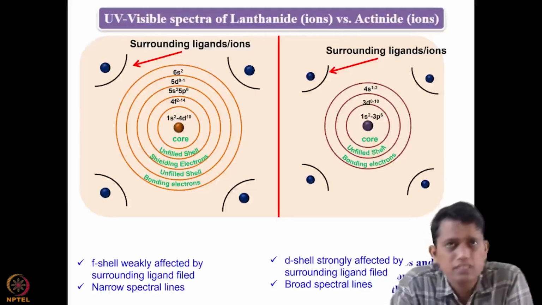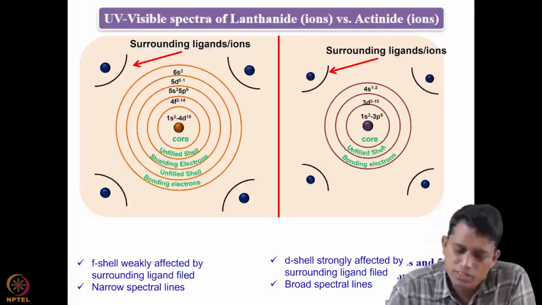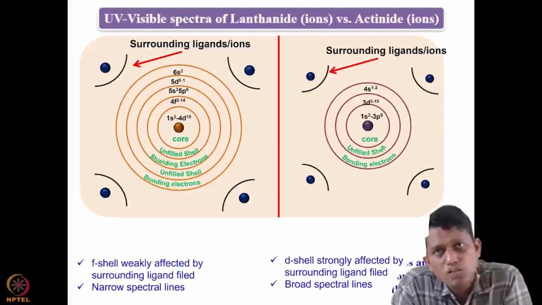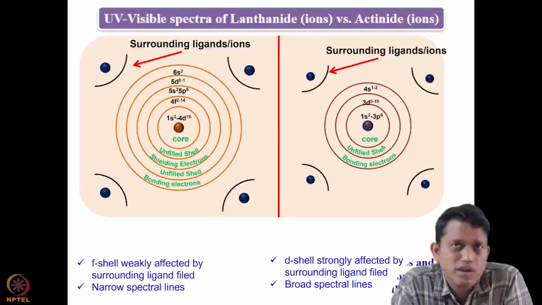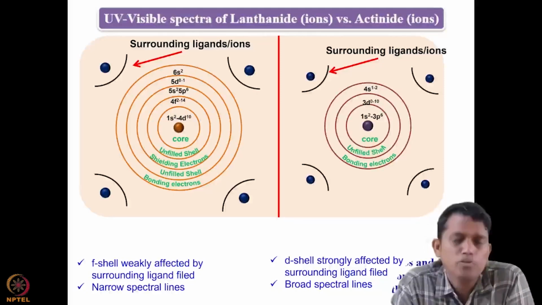If you look at the spatial distribution of 4f and 5f, the 5f are more diffused, so you can easily say that the 4f is less diffused. So if you compare the broadness of lanthanides and actinides in a given oxidation state, we can say the 5f may be a little broader because of the greater diffusion compared to the 4f. They also interact more with the ligand field compared to the lanthanides. We'll see some spectra of trivalent lanthanides and actinides.